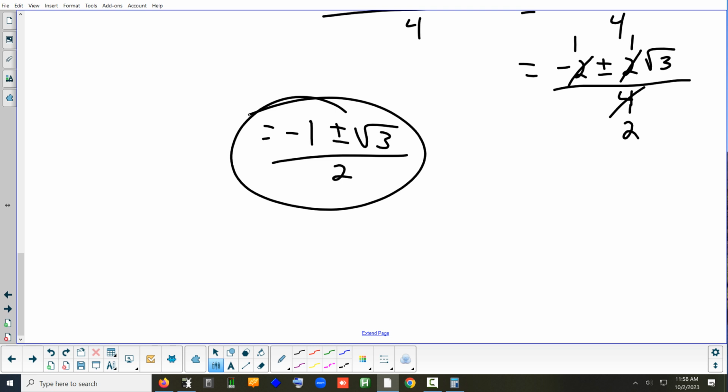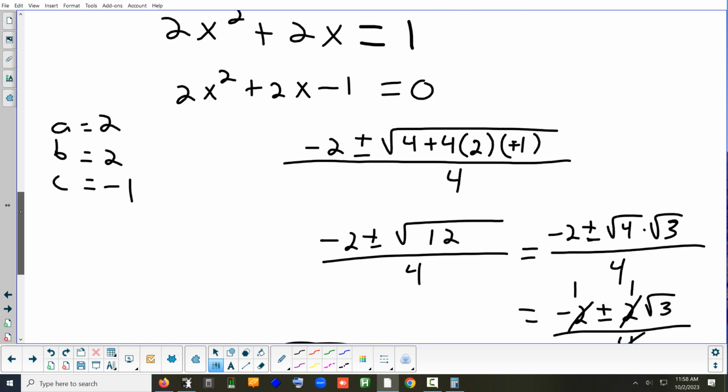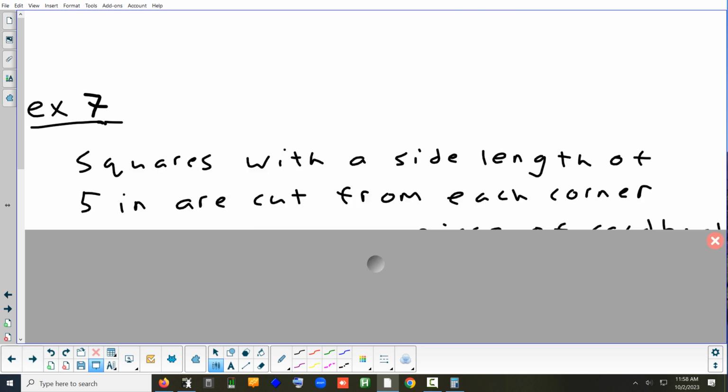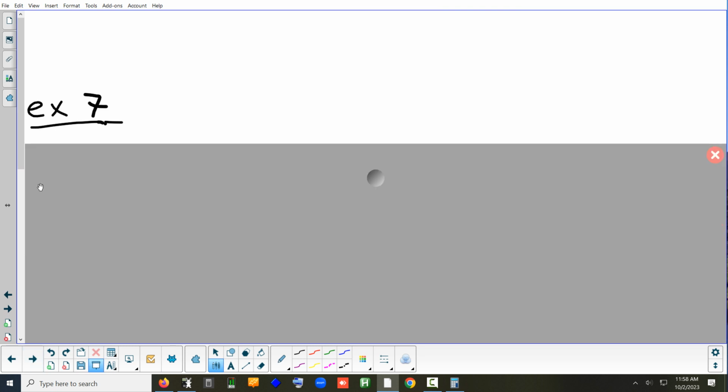You do have to reduce those square roots, so if you get something like the square root of 12 or the square root of 20, you've got to reduce it. Any questions on that? Okay.